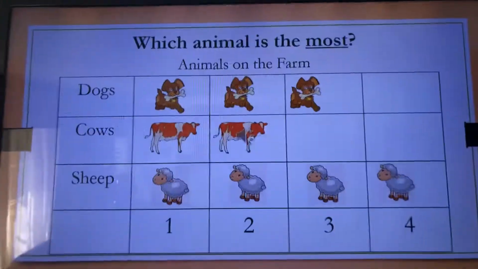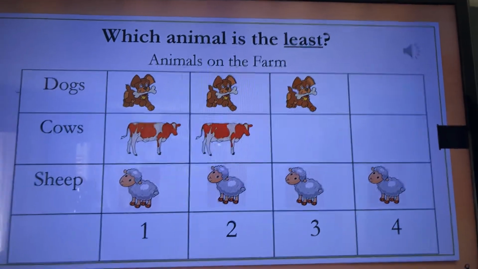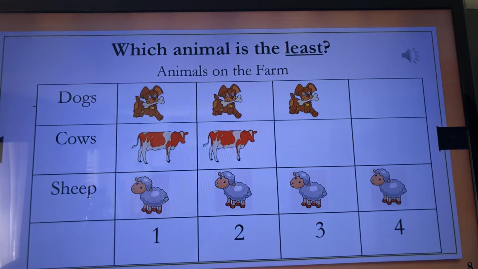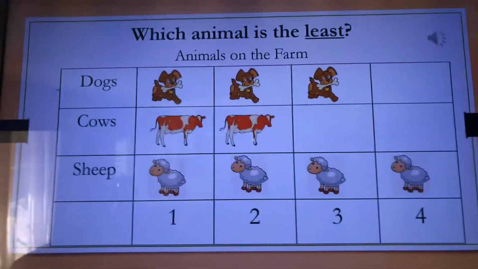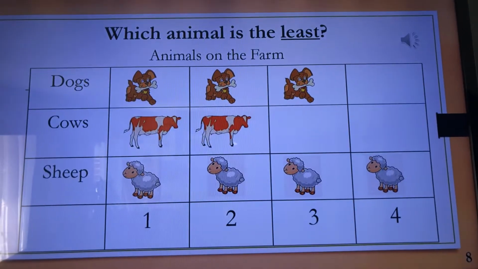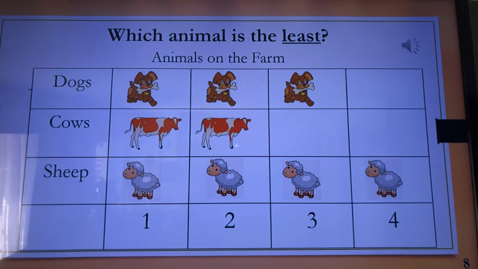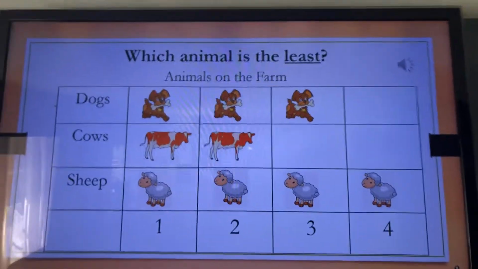All right, let's take a look at our next pictograph. The title is What Animal is the Most? Animals on the farm. Now it says what animal is the least? Well, let's look at the most. The sheep got 1, 2, 3, 4 votes. So that would be the most. What would be the least? The dogs or the cows? Oh, good. The cows got the least votes.